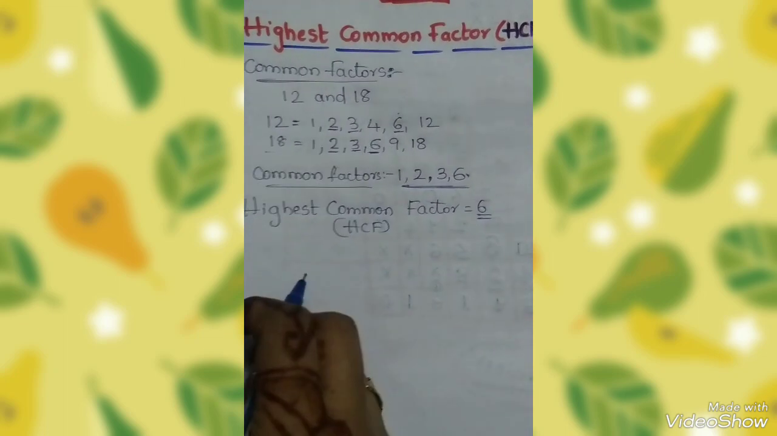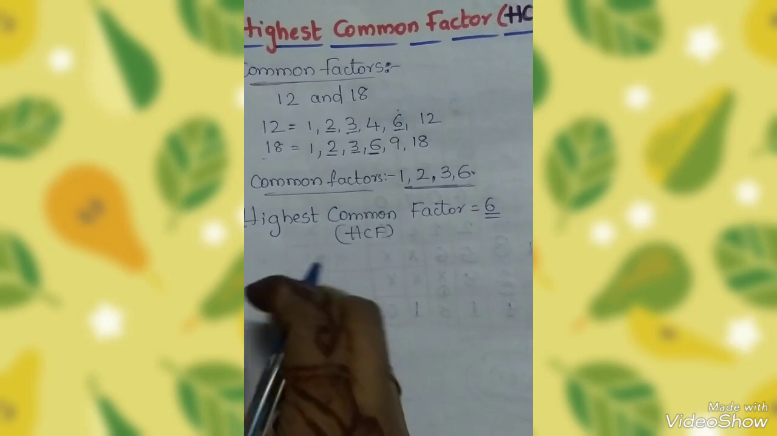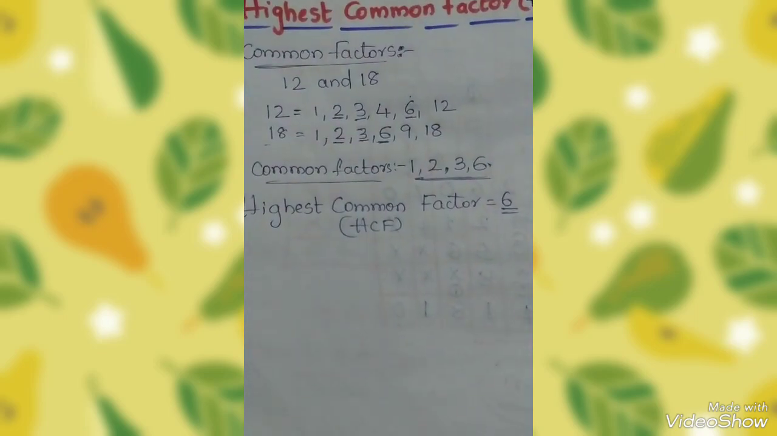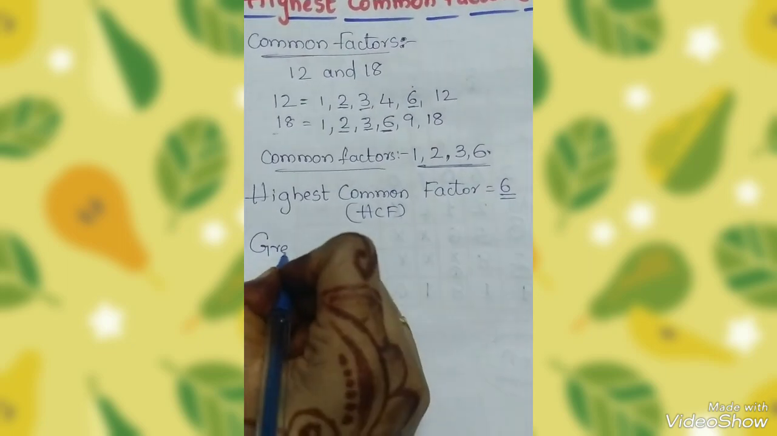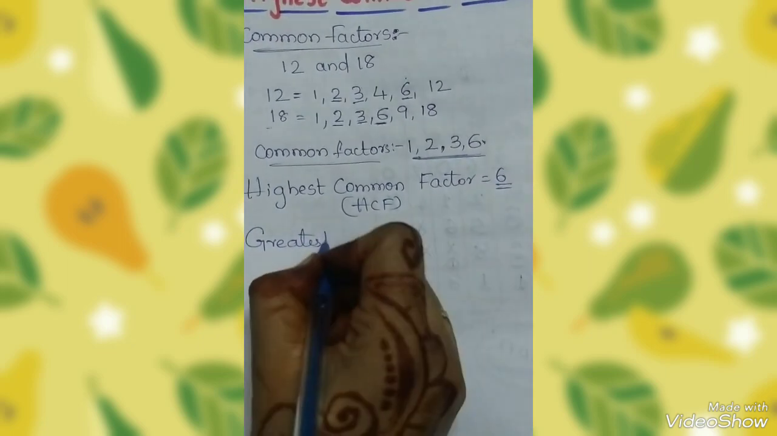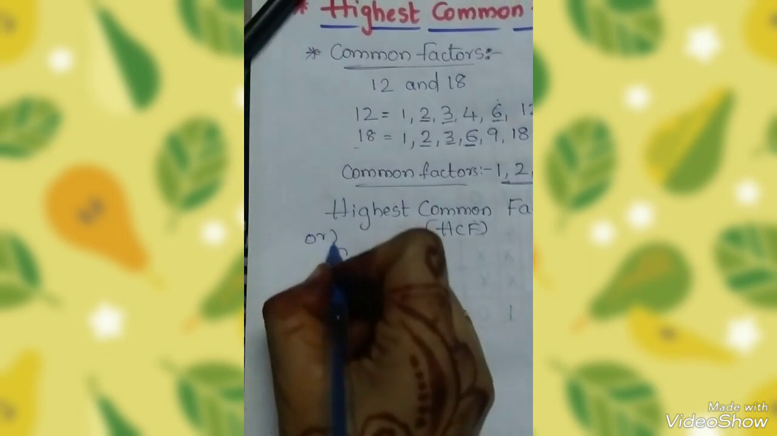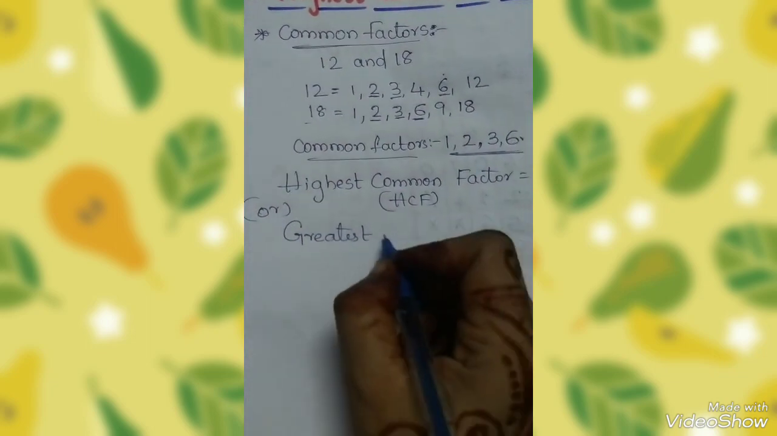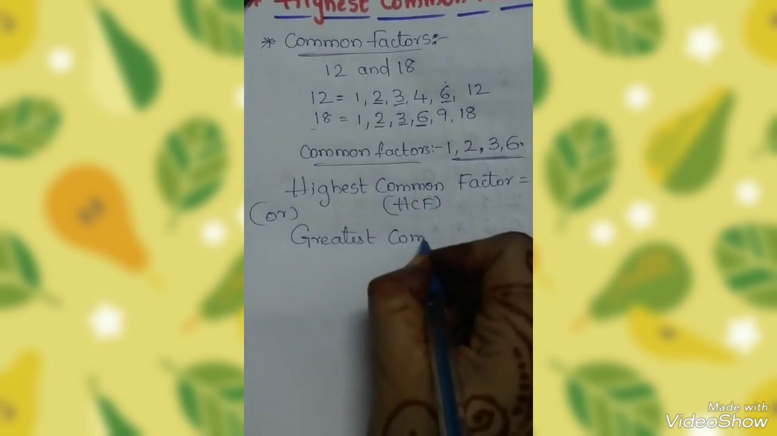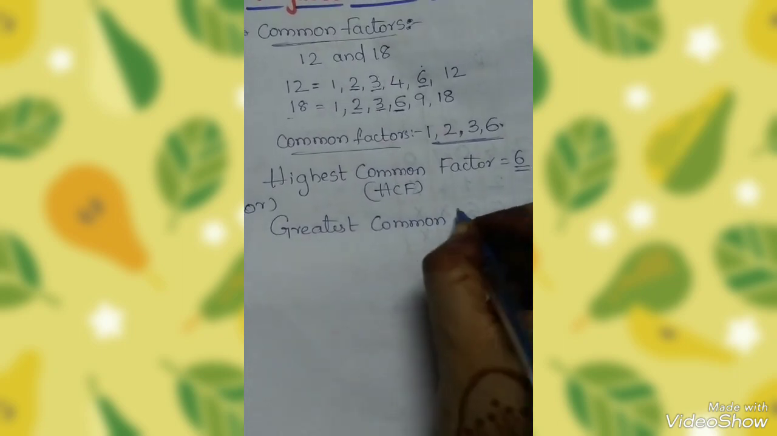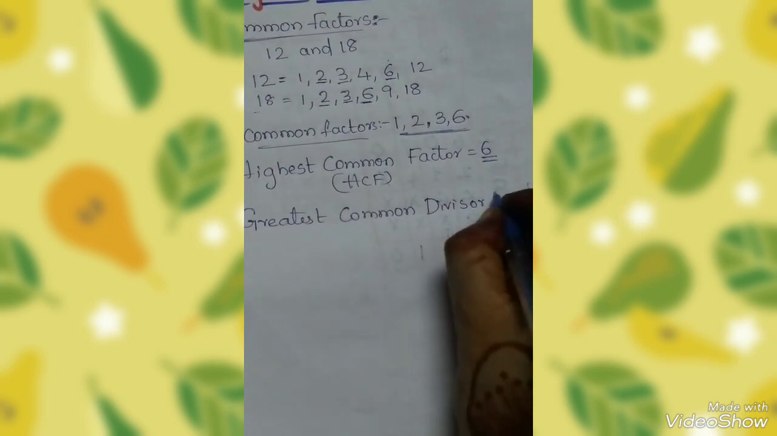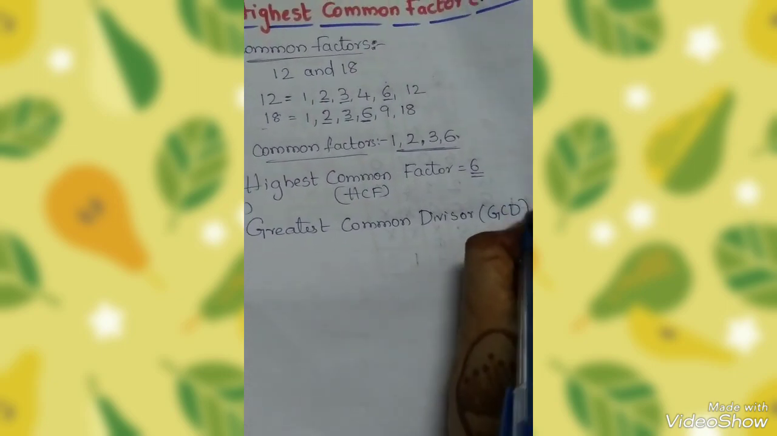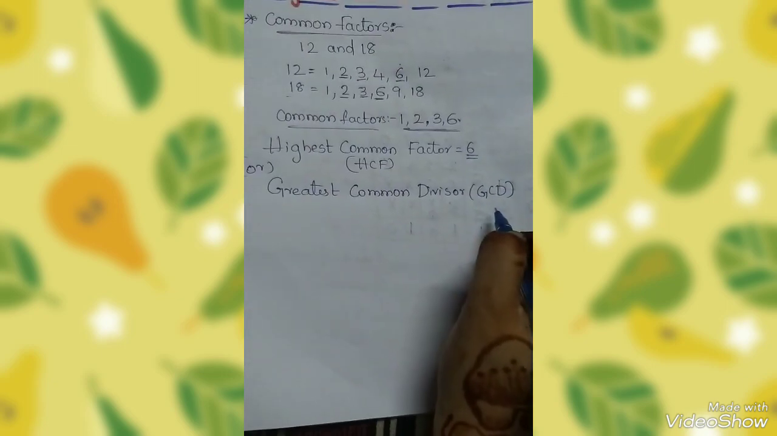Now the HCF of 2 or more numbers is the greatest of their common factors. It is also called the greatest common divisor, GCD. HCF is also called GCD, children.